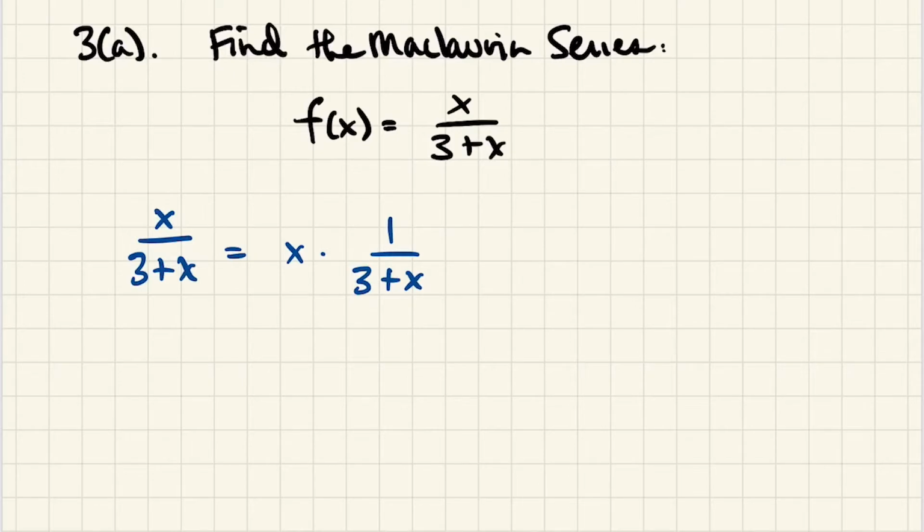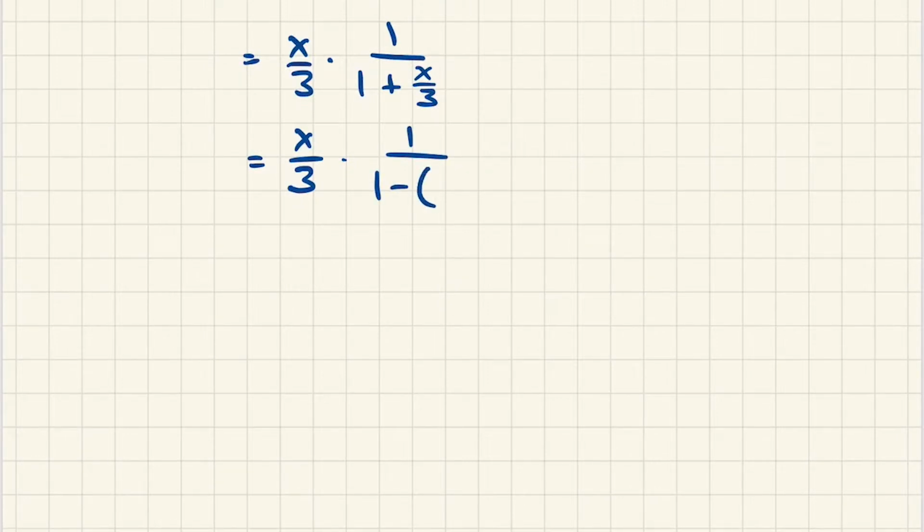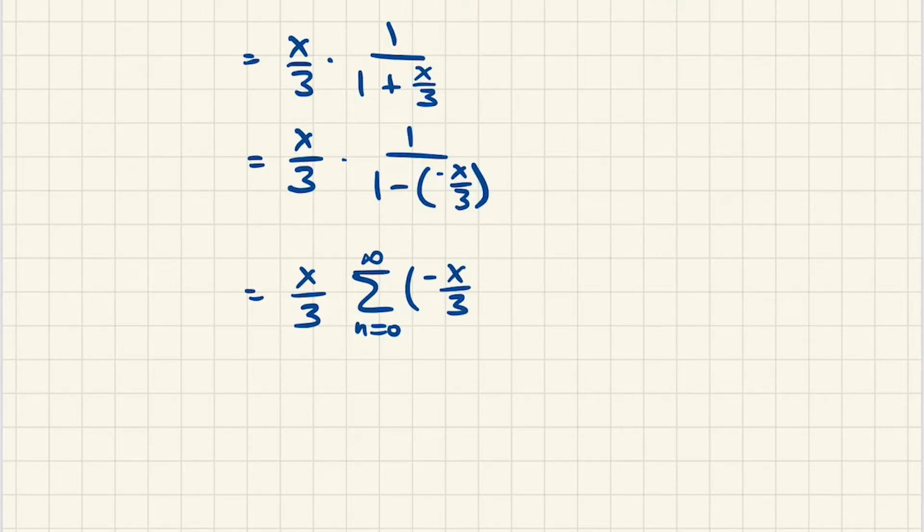And to do that, we can factor a 3 out of the denominator, giving us 1 over 1 plus x over 3. Okay, and we can write that as 1 over 1 minus negative x over 3. So this is now the form 1 over 1 minus stuff, which we know is just the sum of that stuff to the n, from n equals 0 to infinity.